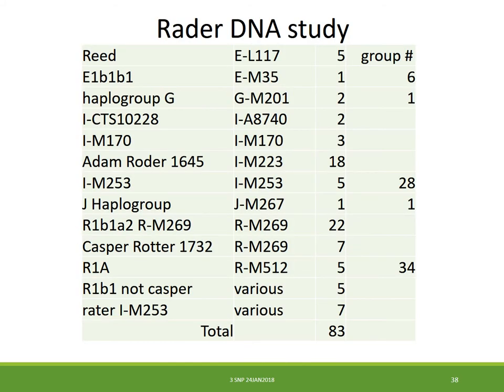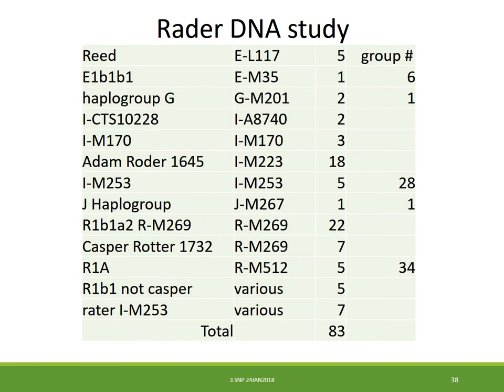Here's the Rater DNA study group. Just my people that have joined my group, there's 83 people that have actually done Y-DNA in the group, and you can see each row is a different kind of DNA. I'm not talking about closely related, I'm talking about totally different. I'm talking about not related in the last 6,000 years.